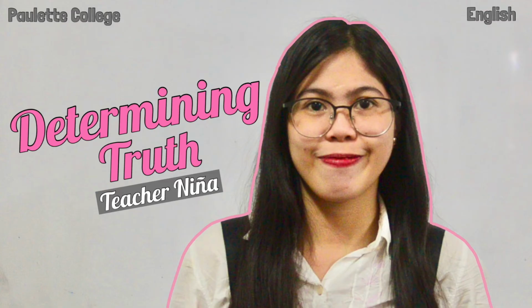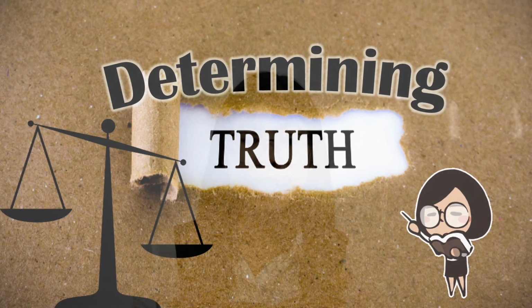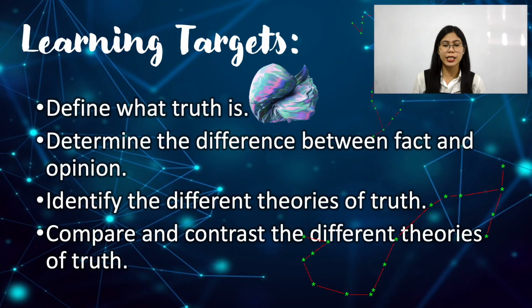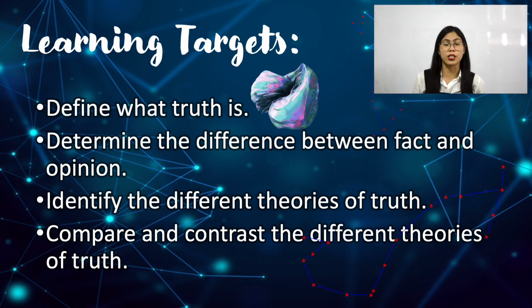In this lesson, we will be dealing with our Lesson 2, which is entitled Determining Truth. So at the end of the lesson, you are expected to define what truth is, determine the difference between fact and opinion, identify the different theories of truth, and compare and contrast the different theories of truth.